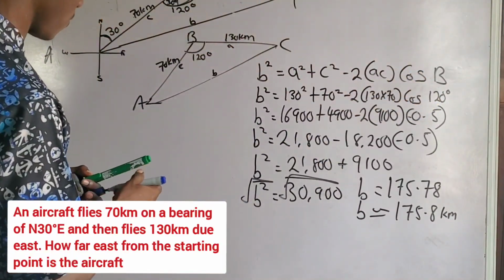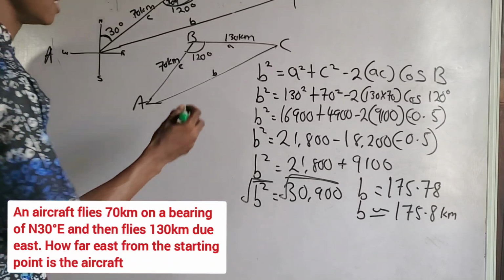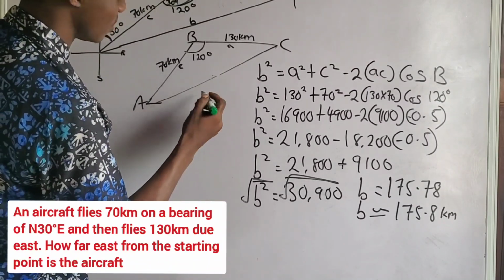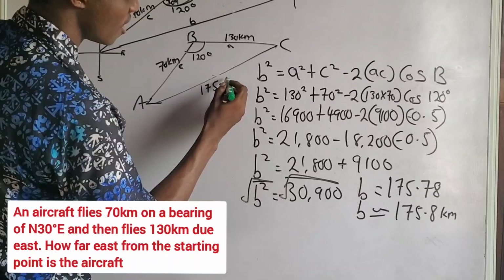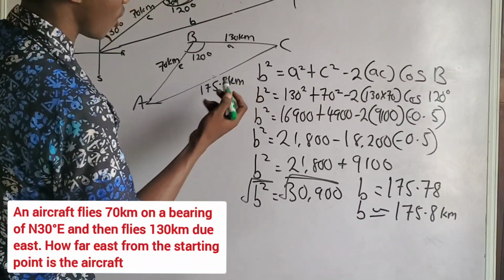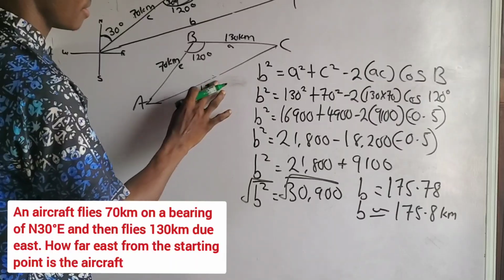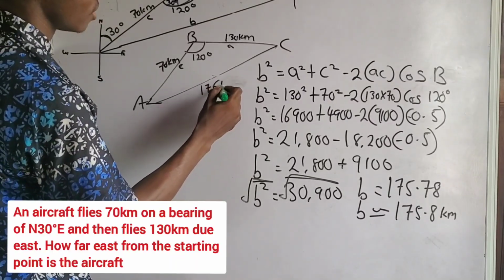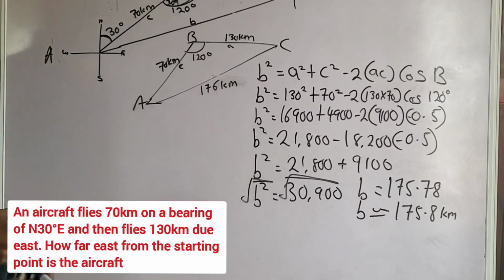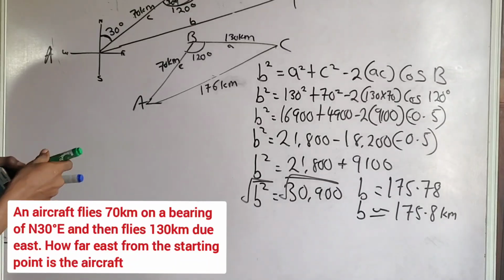So the value of the distance between AC is what? 175.8 kilometer, or 176. Okay, just approximate it to the nearest whole number. 176 kilometer. So I'm very sure you understand the solution to that question.